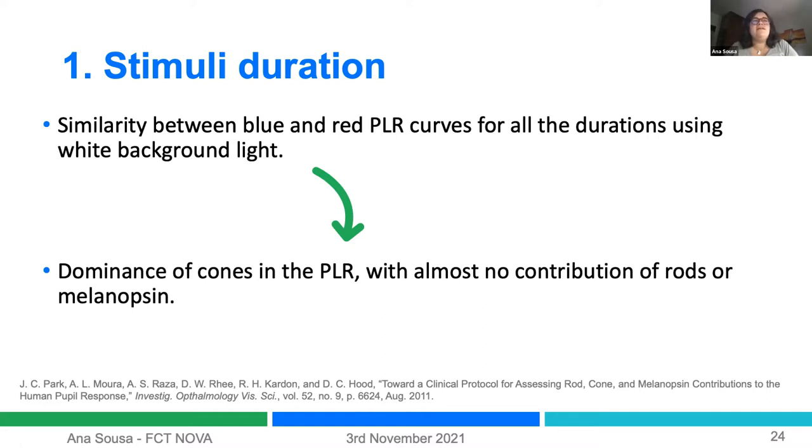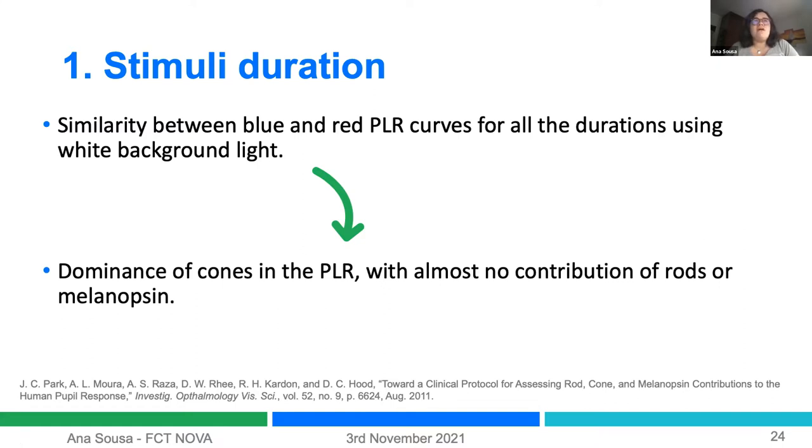So we can, with this protocol, test the cone behavior, but this is not what we were looking for, because we know that we are interested in those particular cells that are more sensitive to the blue light.